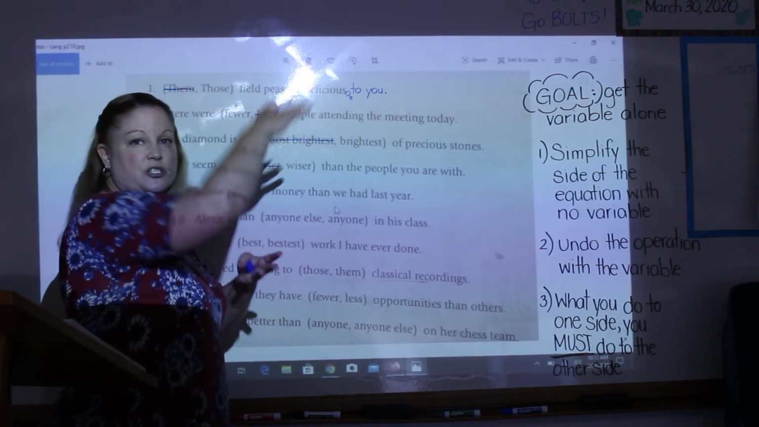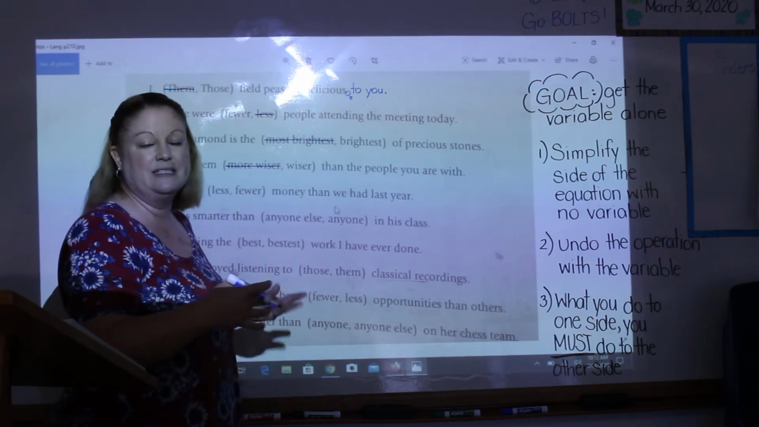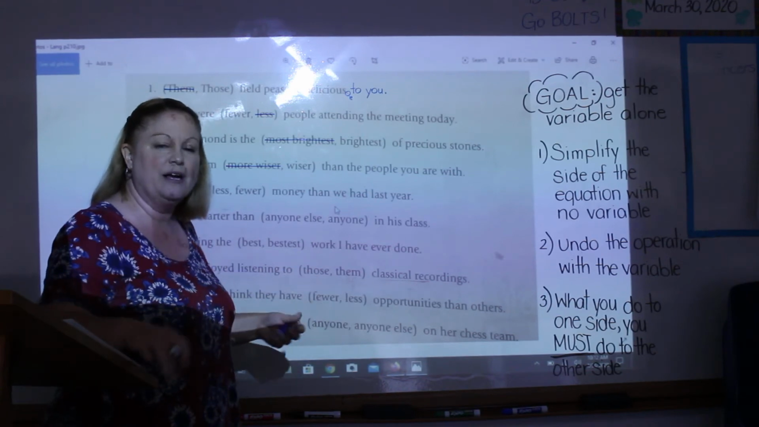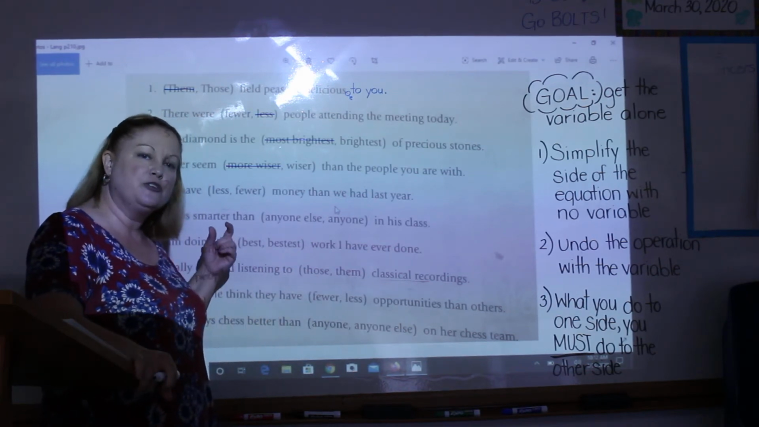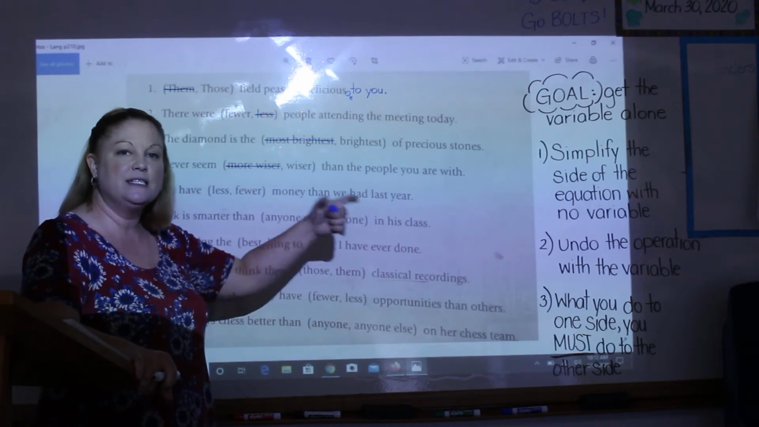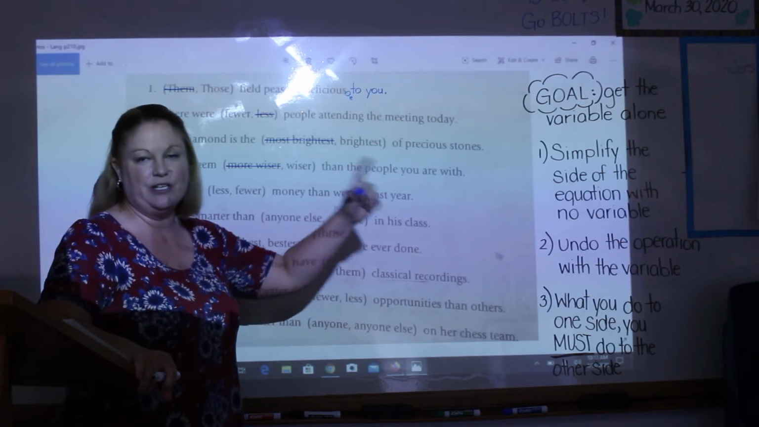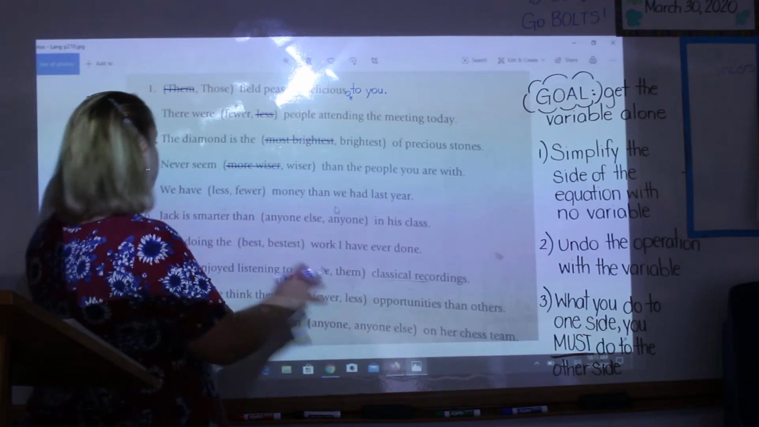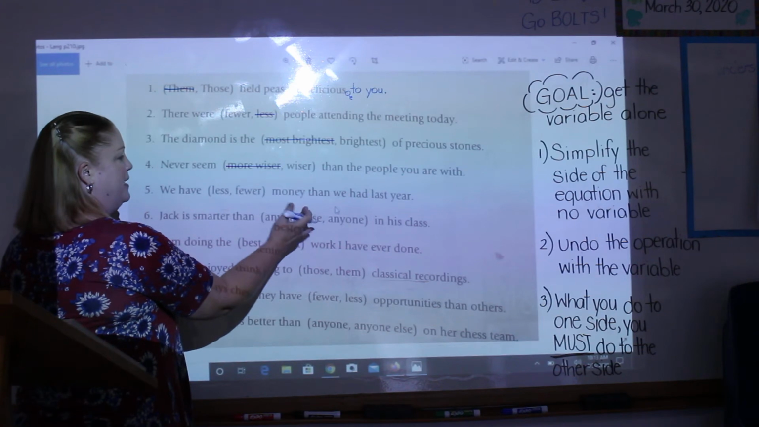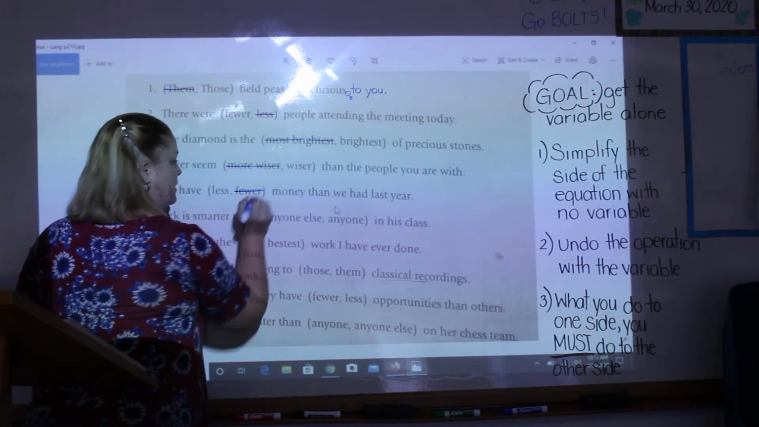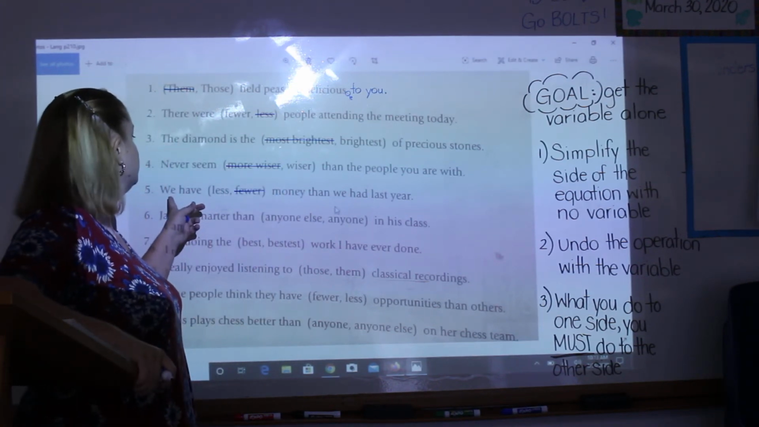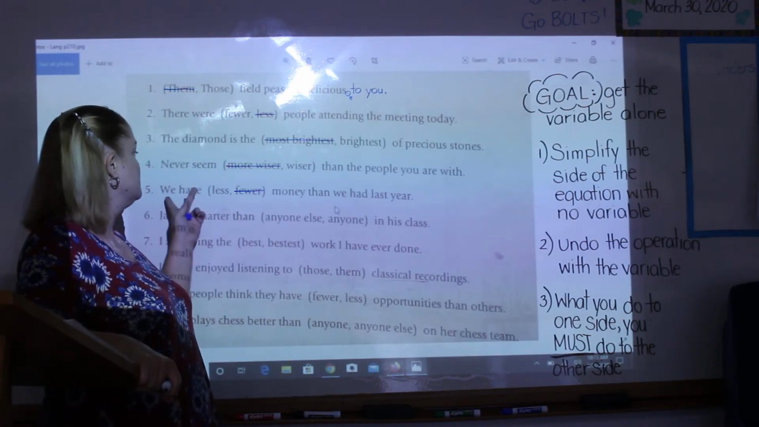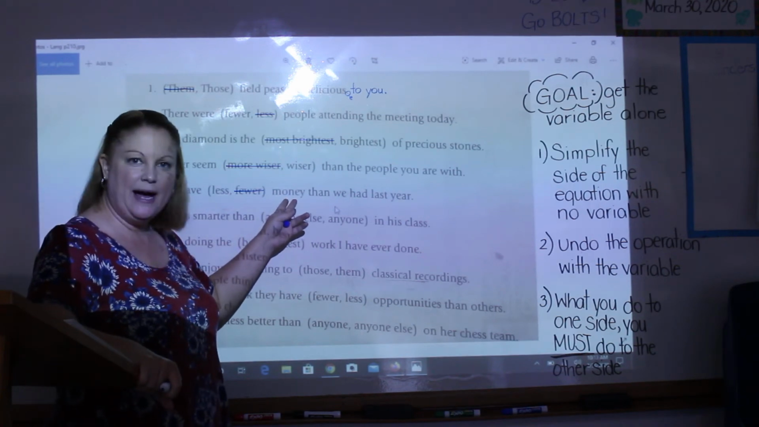Remember, money is talking about a general quantity or amount. Yes, you can count it, but you never say monies when you're talking about an amount, right? Unless you're talking about different kinds of monies, like a yen and a pound and a dollar and things like that. It's a quantity. We don't use fewer. Fewer money doesn't even sound right to you because you've already learned how to speak with quantities. We have less money than we had last year.